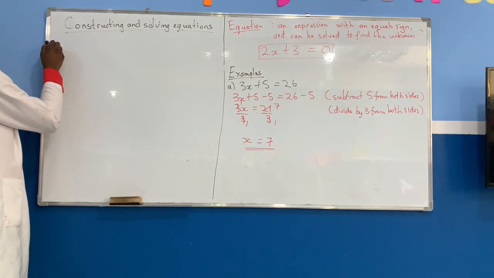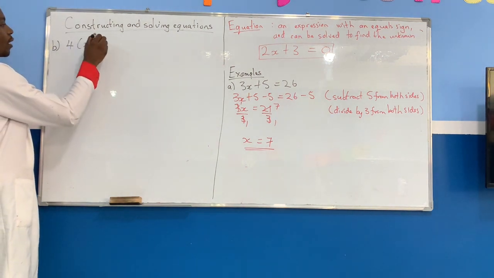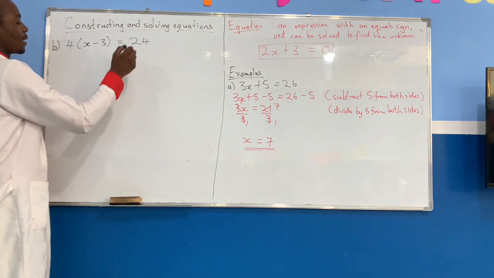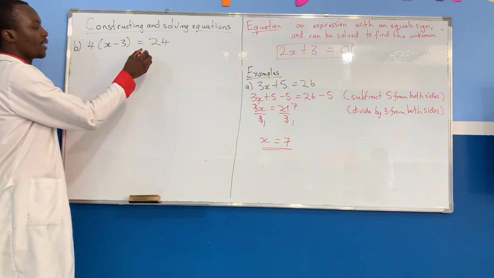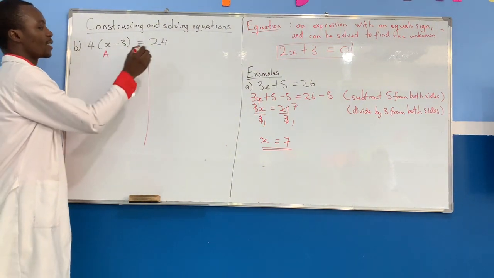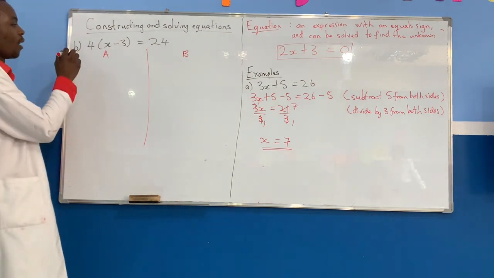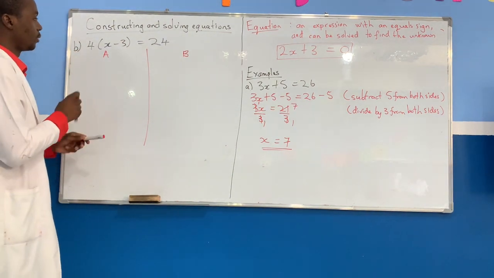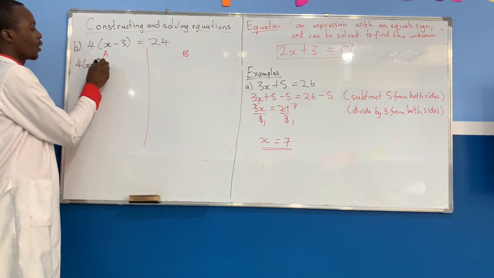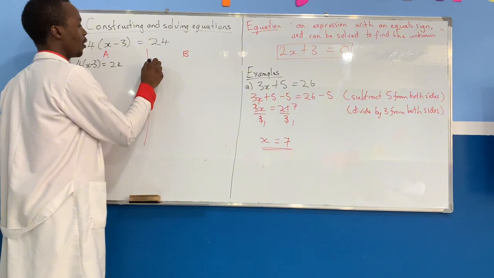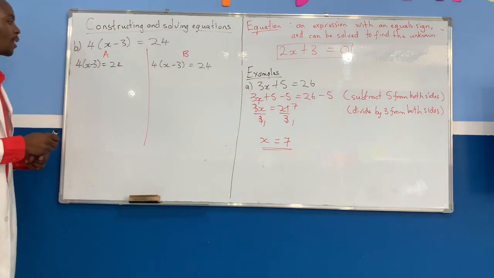Right, B, 4 bracket x minus 3 equals to 24. Let's try this one. Alright, so here I will show two methods for solving these problems. Method A, method B. Okay, so you are going to choose the one which seems similar to you. Alright, so here we have 4 bracket x minus 3 equals 24.